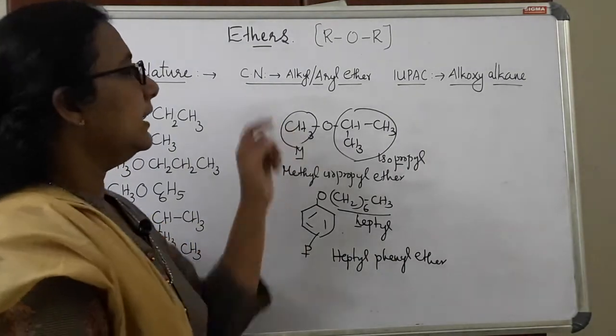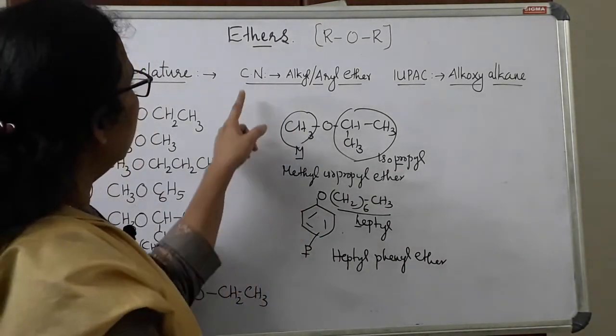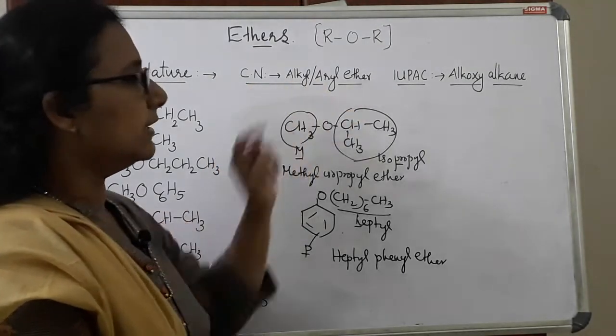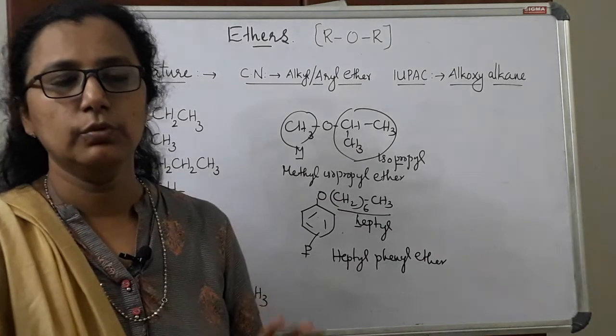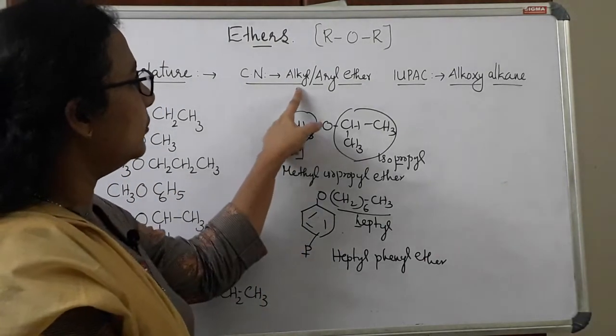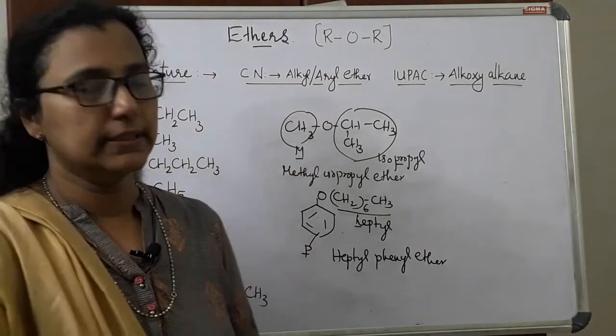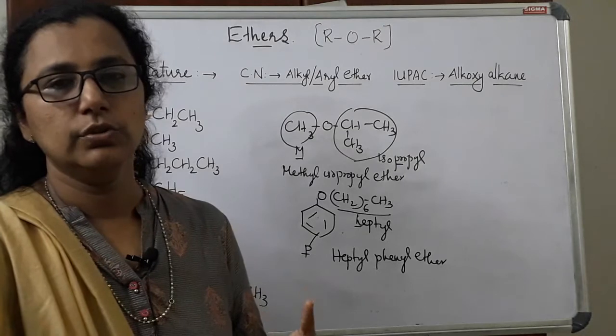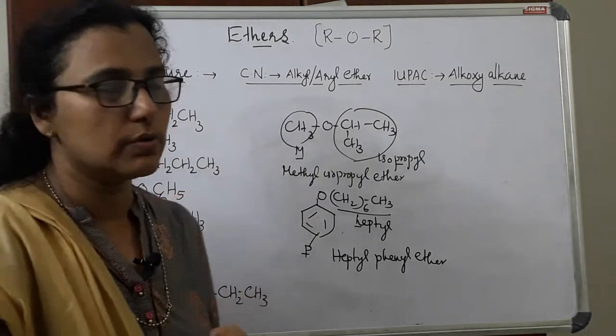Anyway, ethers are named in the common system as alkyl or aryl ether. We need to find out the alkyl group or aryl group, write the name of that alkyl group or aryl group, then add ether. If there are different alkyl or aryl groups, we need to follow the alphabetical order also.